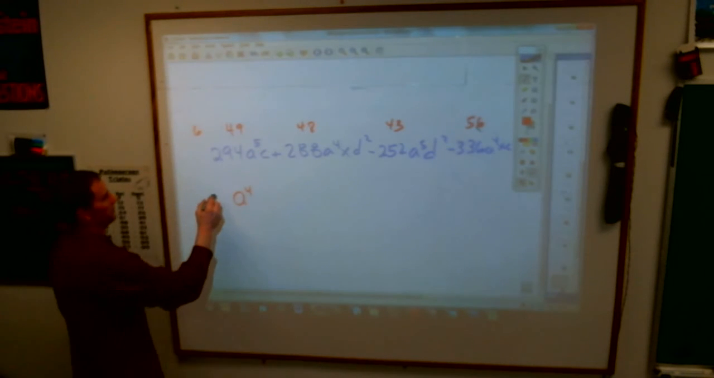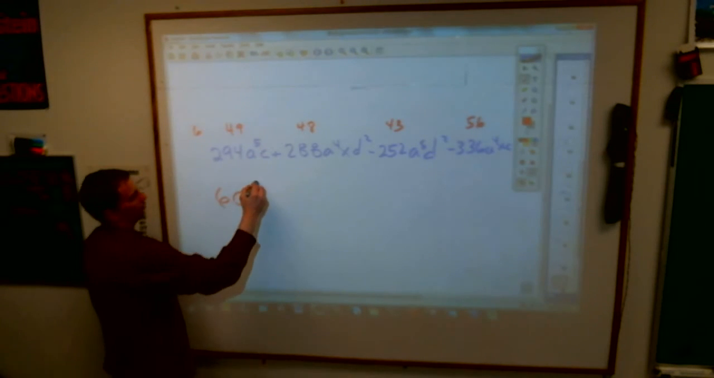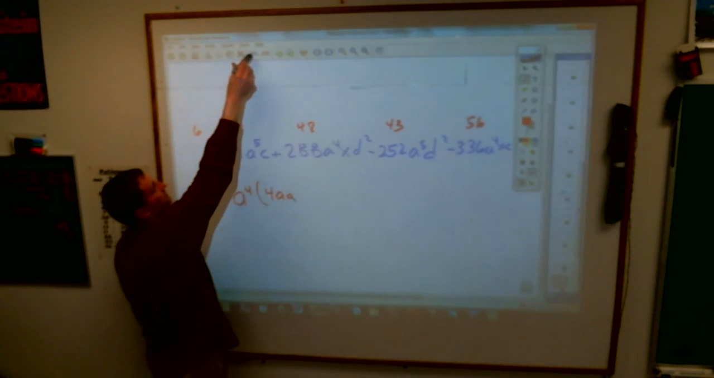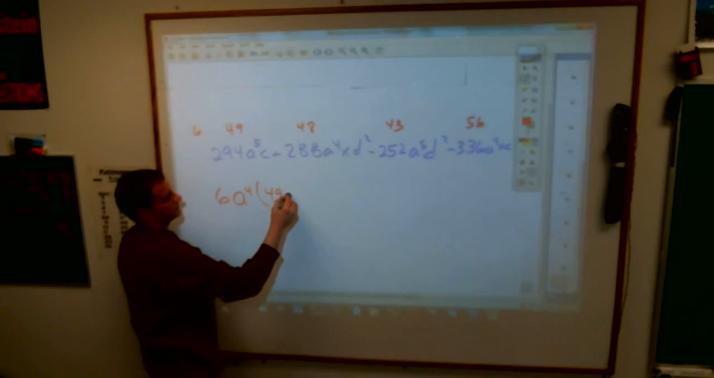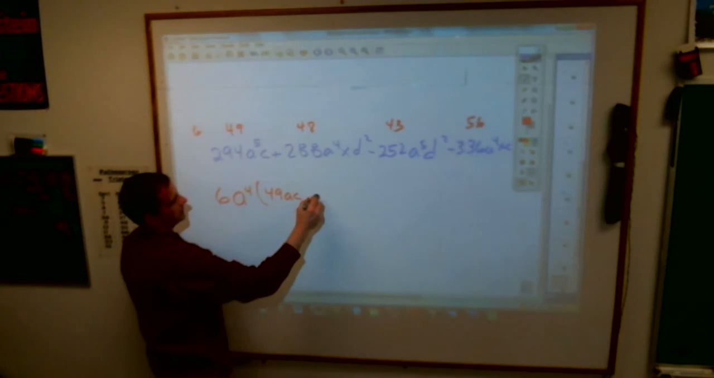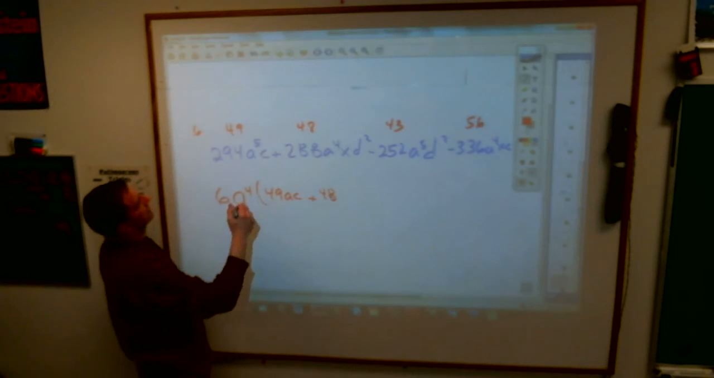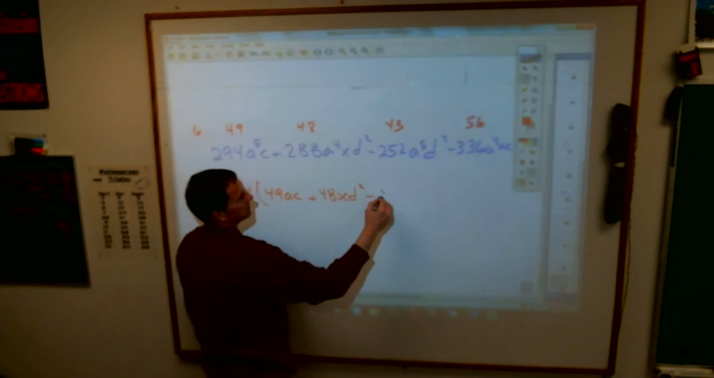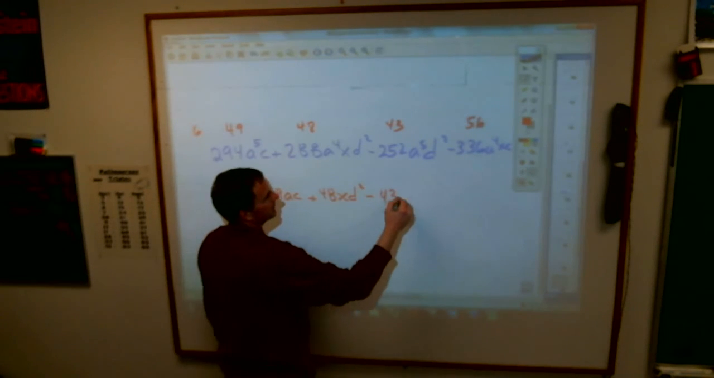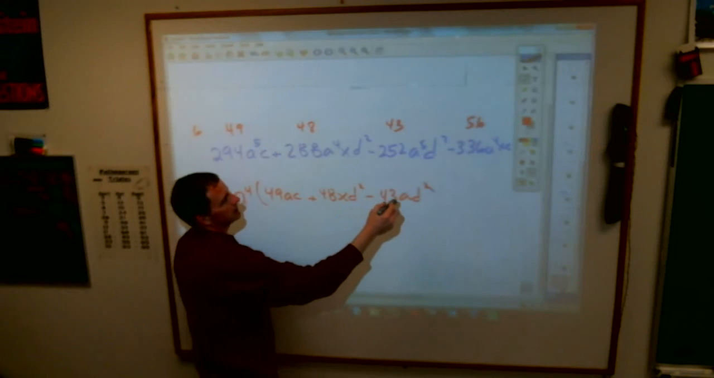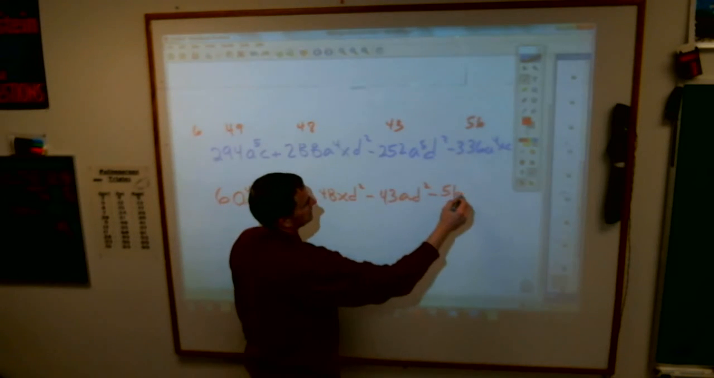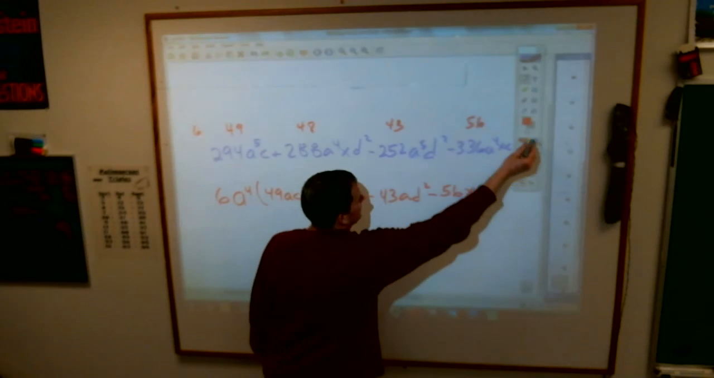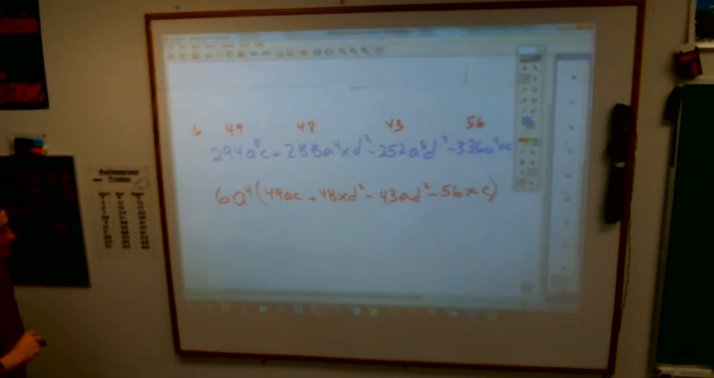Okay, so I'm taking out a 6A to the 4th. What am I left with? 49AC. Who asked for this one? David. All David. Plus 48XD squared minus 43A D squared minus 56XC. Is that what you got? That's exactly it.